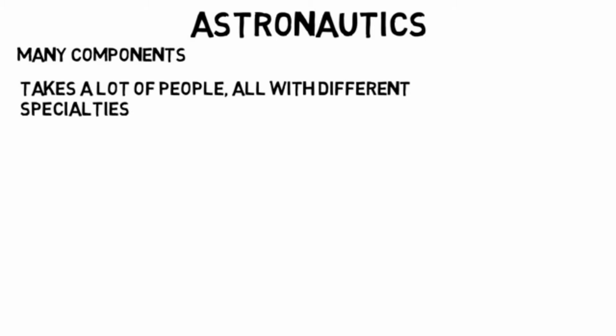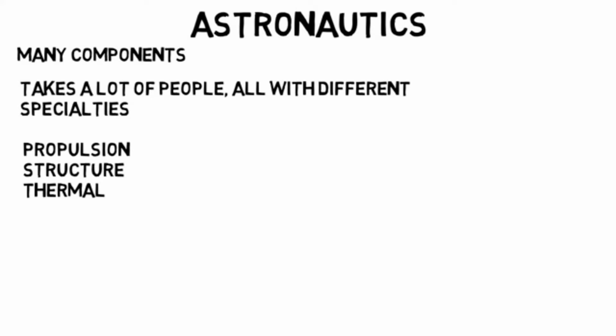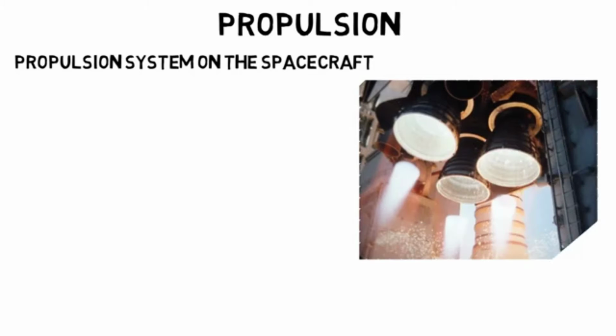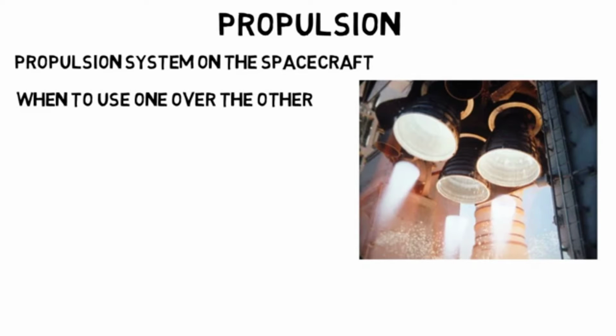Now, like I said, astronautical engineering is a branch of aerospace, but within that branch there are many components that you would focus on even more. Remember, spacecrafts are really big, so it takes a lot of people, all with different specialties, to create one. Some of the common subsystems and components I'll cover are propulsion, structure, thermal, attitude determination and control, guidance and navigation, and communications.